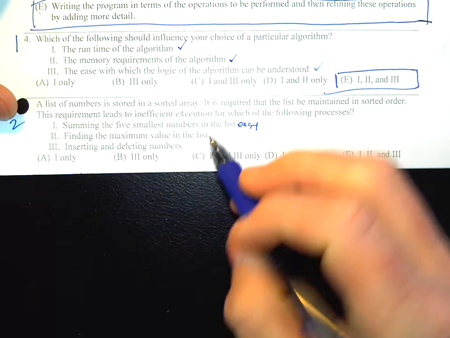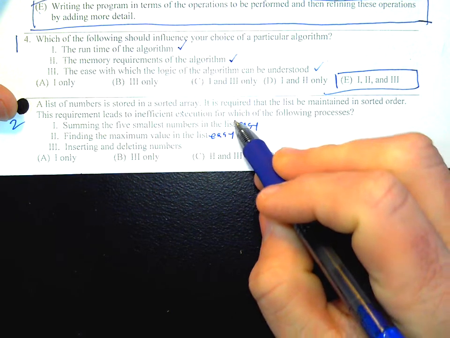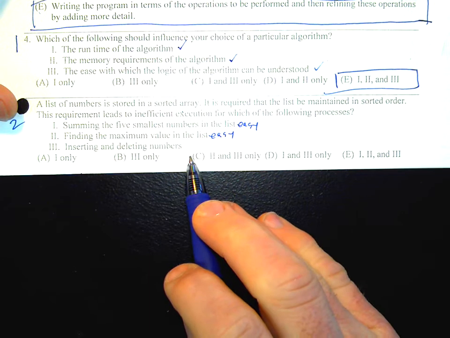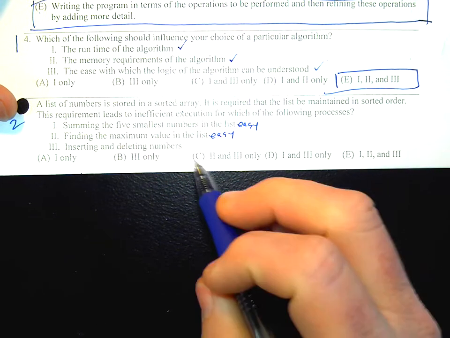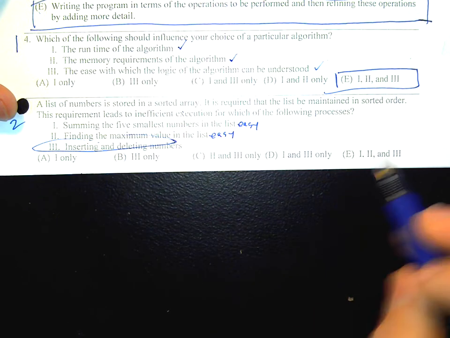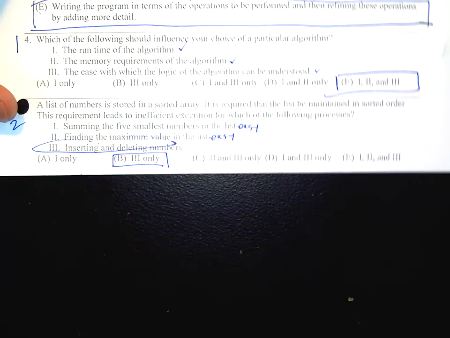Find the maximum value. That's going to be easy because it's at the top. These are things that are going to benefit from being sorted. Inserting and deleting numbers: if you insert a number, you're going to have to shift everything down. If you delete a number, you're going to have to shift everything back. So this is probably the one that takes more effort because of that.